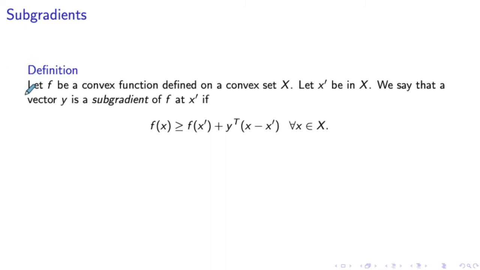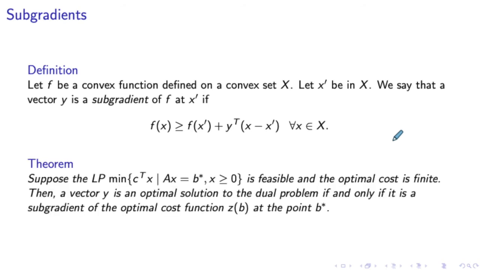So we obtain the following definition. For f, a convex function defined on a convex set X, let x prime be in the set X. Then we say that a vector y is the subgradient of f at x prime if this inequality is satisfied for every x from the set X. So this is exactly what we just mentioned. Okay, so now we can use the subgradients to characterize the dual optimal solutions in terms of our function z of b. So this theorem provides this characterization.